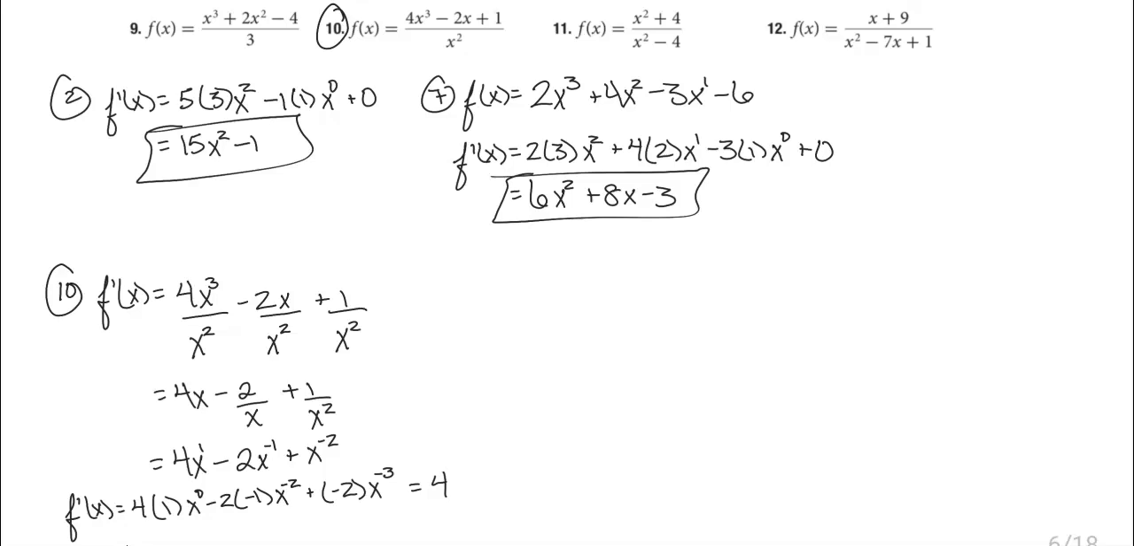So this is just going to be 4 times 1, which is 4. This is a minus 2 times a negative 1, which is a positive 2, x to the negative 2. And then we're going to have minus 2x to the negative 3. And we could leave it with negative exponents, or we could get rid of the negative exponents.